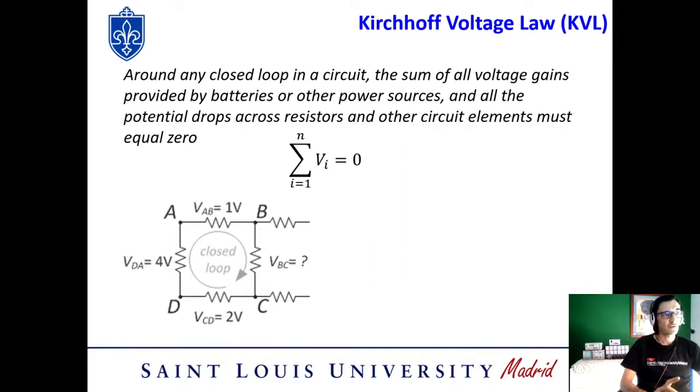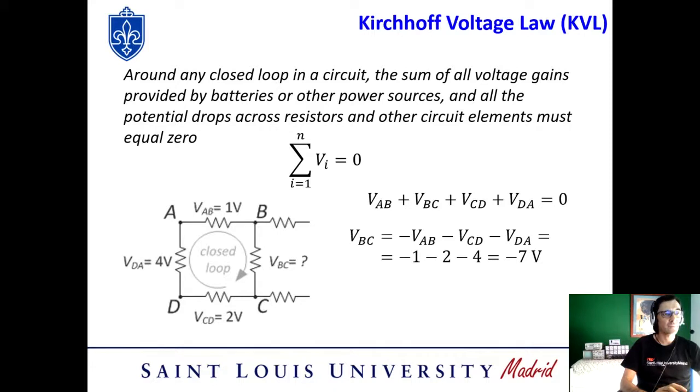For instance, in this case, we have a loop made out of these four nodes A, B, C, and D, and it's a closed loop with 4 resistors, having these values for the voltage across them. We're wondering what is the value of the voltage drop between nodes B and C. So how do we solve this? Again, we apply Kirchhoff's voltage law, and we know that all these voltage drops have to sum to zero. If we solve for the voltage across BC, we find numerically the value is minus 7 in this case. What does this minus mean? Again, that means that node B has a higher potential than node C.